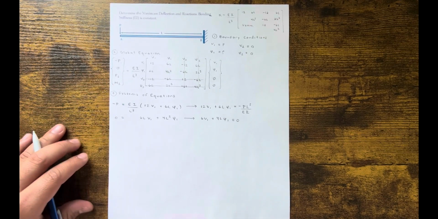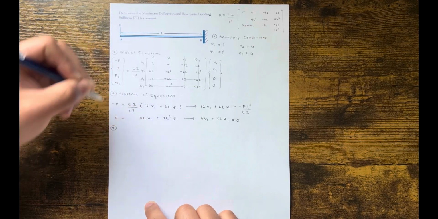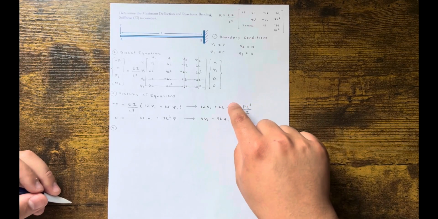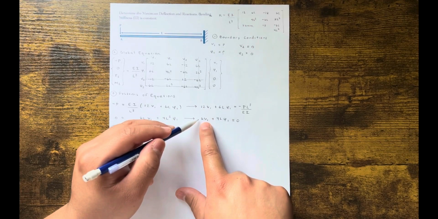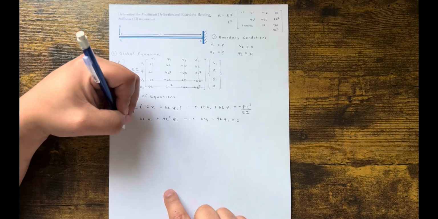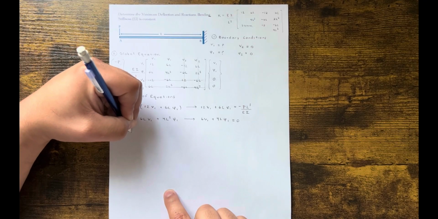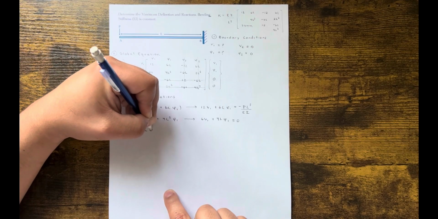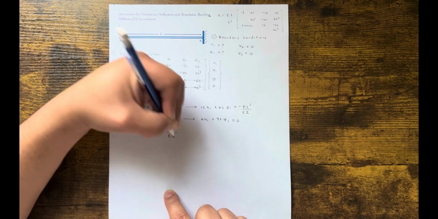Now if we go to the next step, step 4, we're just using these two equations to cancel out one of these two. In this case, you could cancel out V1 and V1, right? Multiply this by -2, then add the two equations together. So let me go ahead and do that. 12V1 plus 6L V1 equals -PL cubed over EI.